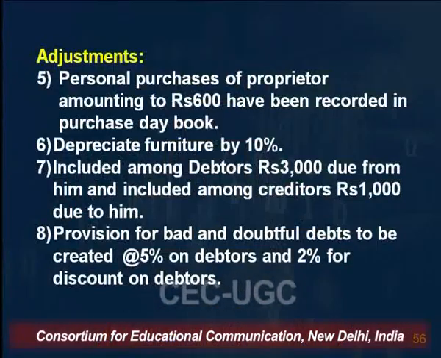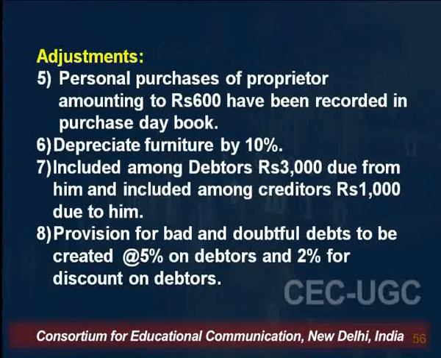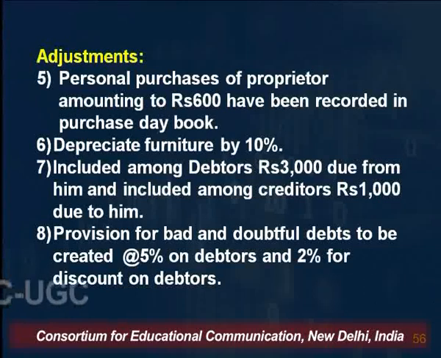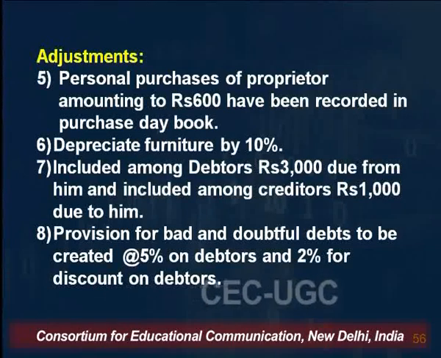The next item is related to the personal purchases of the proprietor amounting to rupees 600, which have been recorded in the purchase day book. If there are personal purchases of the proprietor worth rupees 600 and they have been recorded in the purchase day book, this has to be rectified. How to rectify? This will be deducted from the purchases.